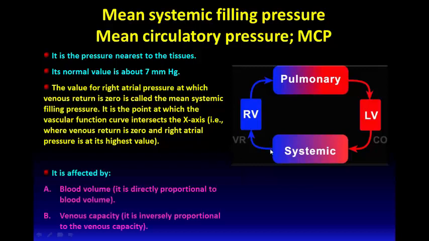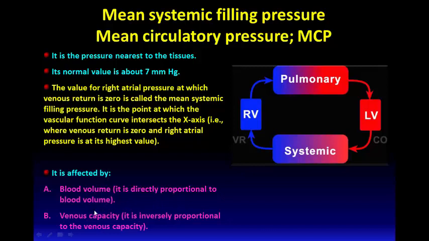The mean systemic filling pressure is affected by two important factors. The blood volume directly affects the mean systemic pressure. So the mean systemic pressure is directly proportional to the blood volume. As blood volume increases, the mean systemic filling pressure also increases.